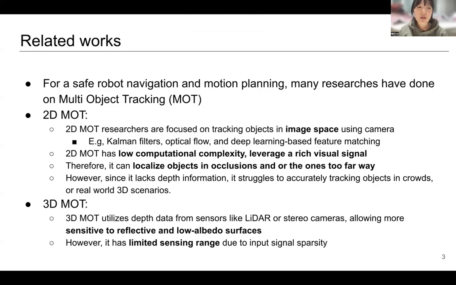There is also research done on 3D MOT. 3D MOT utilizes depth data from sensors like LiDAR or stereo cameras, allowing it to be more sensitive to reflective and low albedo surfaces. However, it has limited sensing range due to input signal sparsity.